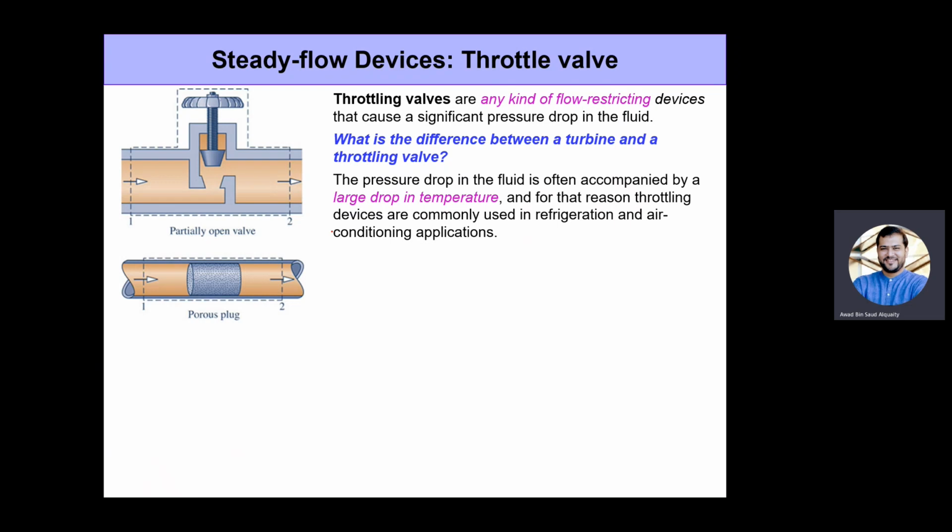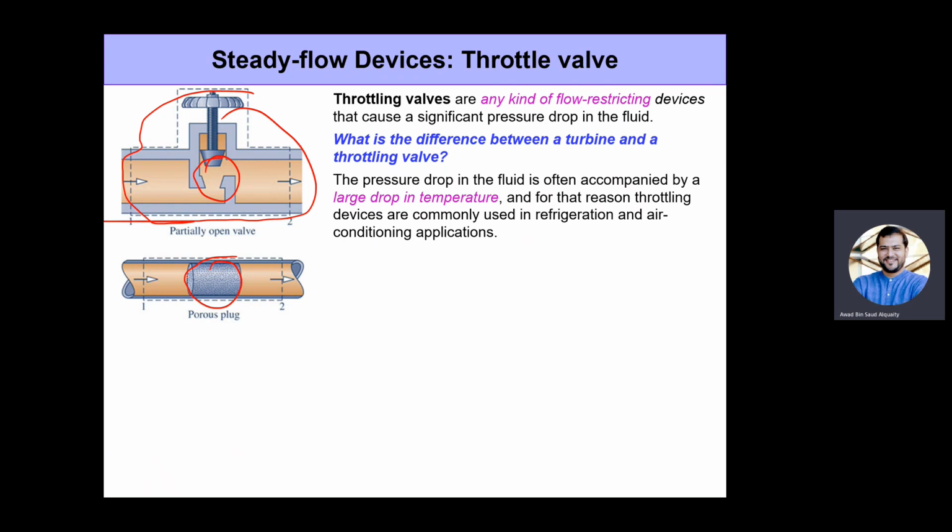Okay. Now this is a very simple schematic to show you how a throttling valve looks. It could be some sort of a valve like this where we are just putting a restriction here to restrict the flow and create a pressure drop. Or it could be some sort of a porous duct, which is basically a cylindrical device with a lot of tiny holes.